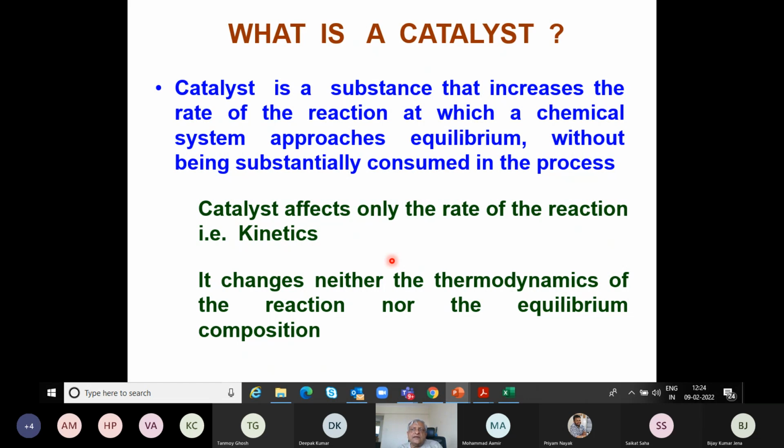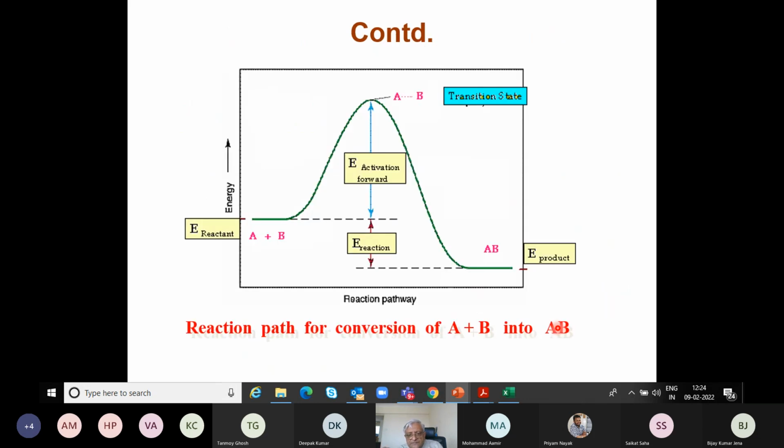But actually, the catalyst will help you get from the reactant to the equilibrium composition quickly. So it affects only the rate of reaction. It changes neither the thermodynamics nor the equilibrium composition. And we already know this Arrhenius equation.